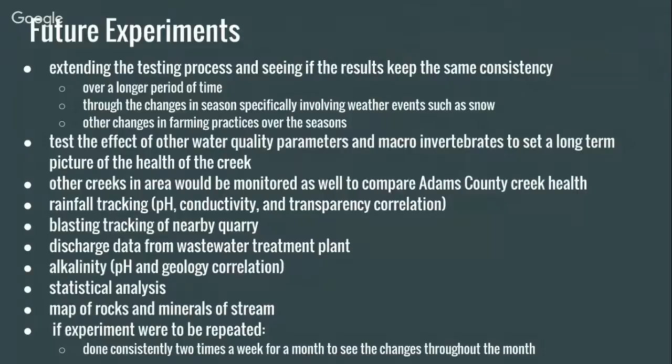Further experiments may test the effects of other water quality parameters and macroinvertebrates to set a long-term picture for the health of the creek. Alkalinity would be tested to evaluate pH and stream bed geologic makeup. A map of the rocks and minerals of the Rock Creek stream bed and watershed would be analyzed to better understand data trends. Other creeks in the area would be monitored as well to compare the health of all creeks in Adams County.